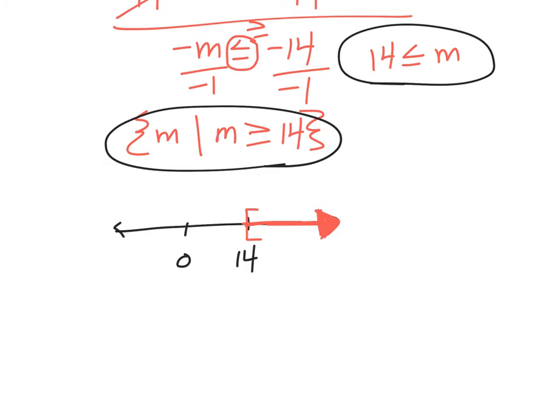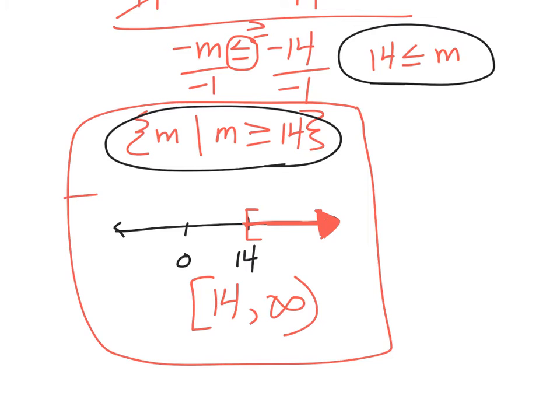And then in interval notation, this time I have a smallest number. It's 14. It's included, so it gets a bracket. But I don't have a largest number, so the right arrow is colored in, so that gets infinity. Infinity always gets a parenthesis. So here are the 3 parts of our answer.